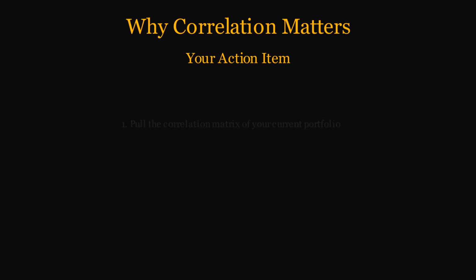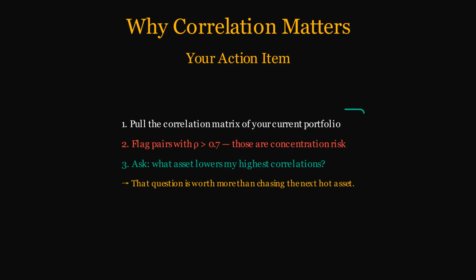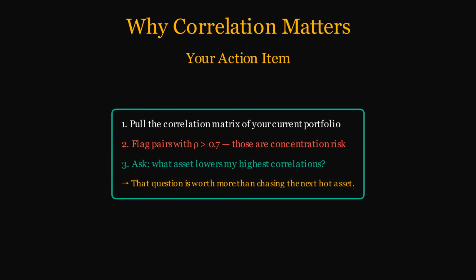Your action item: next time you build a portfolio, don't just look at expected returns. Pull the correlation matrix. Identify your most correlated pairs, those are your concentration risk. Then ask, what can I add that lowers those correlations? That question is worth more than chasing the next hot asset.